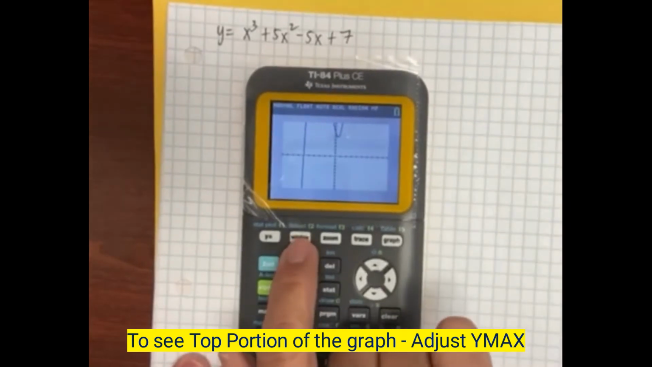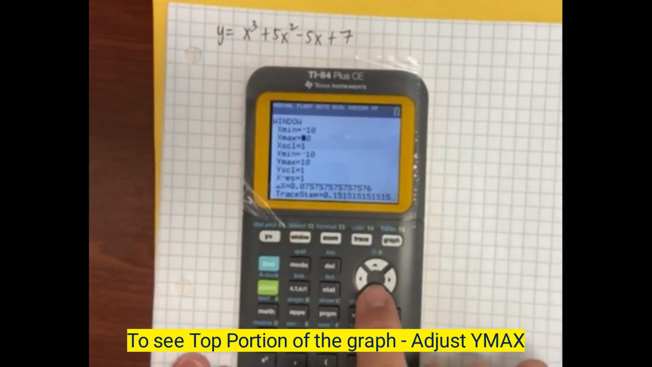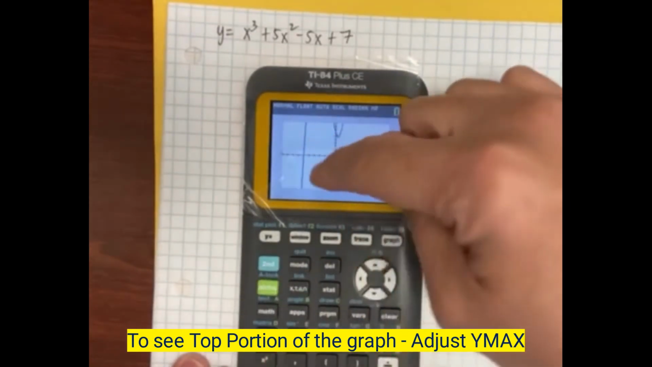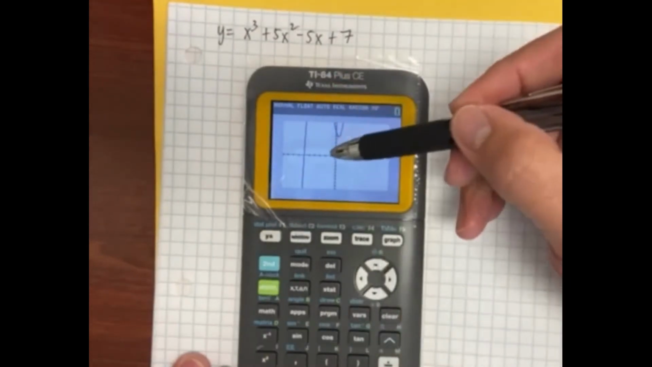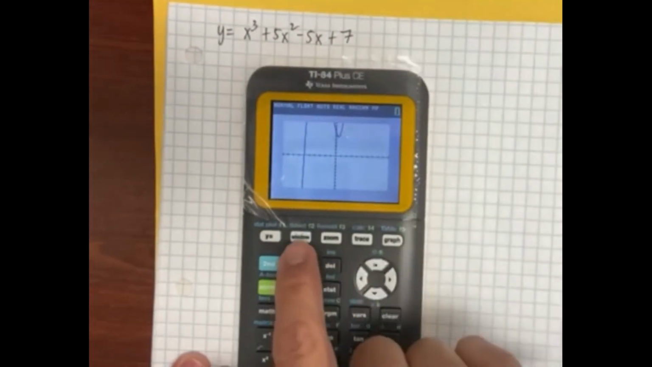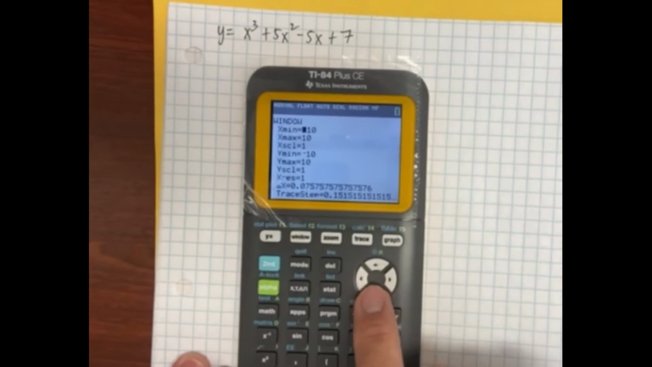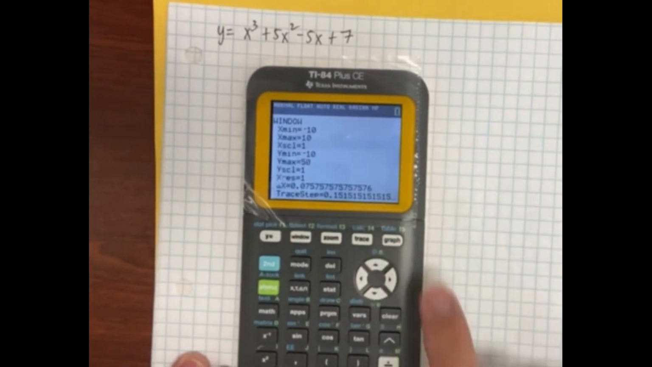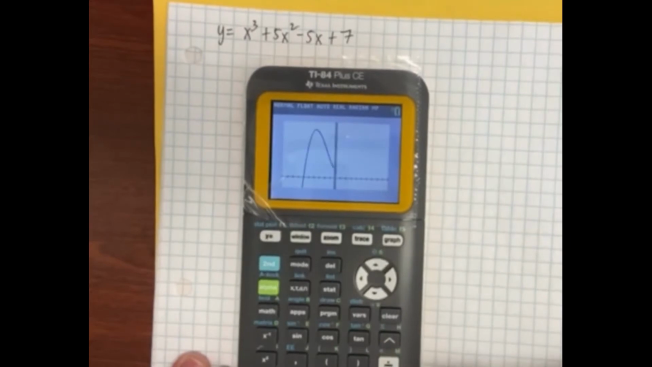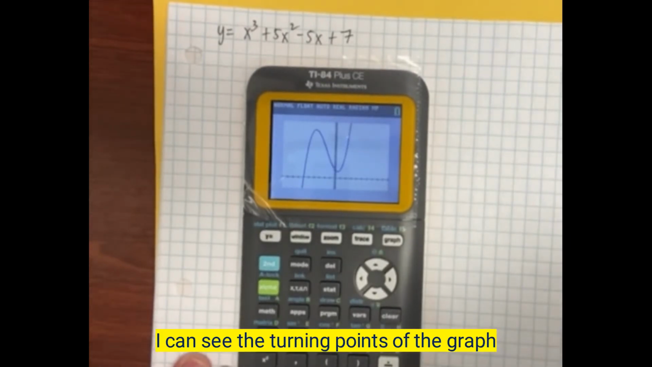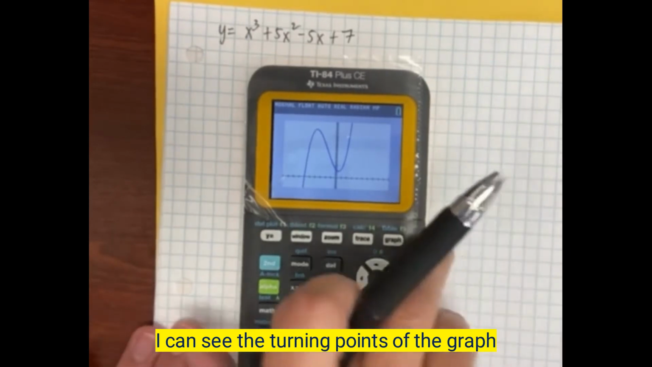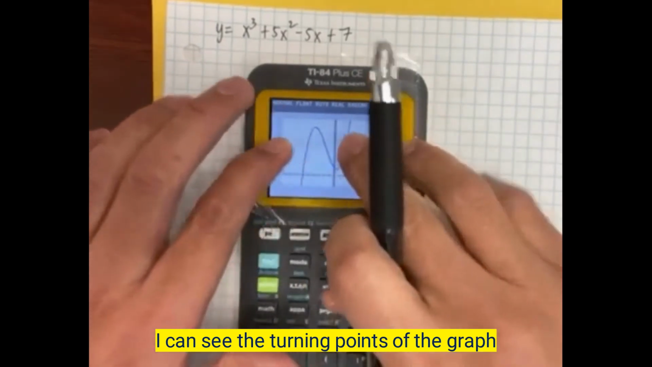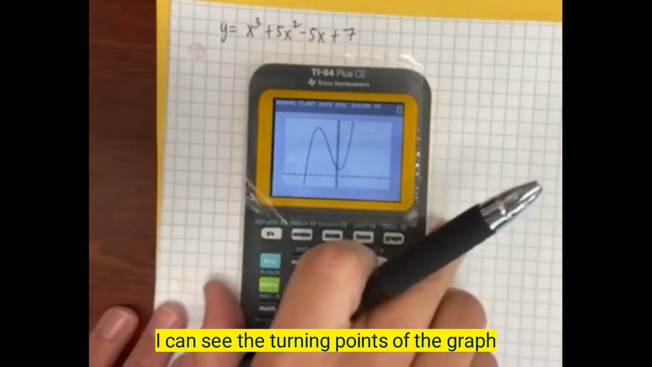So I'm going to hit the window. I'm going to hit the y max because the problem here is that I need to make the y value bigger. If it's 20, I'm going to put 50 there, graph. There you go. I can see now the entire graph here, right? Okay, so if I can see the entire graph now, I will find some important points.